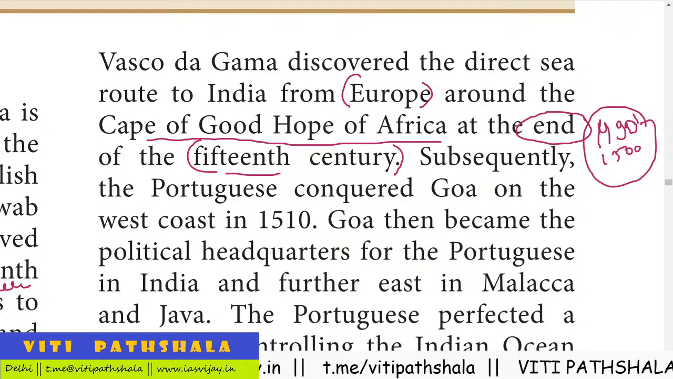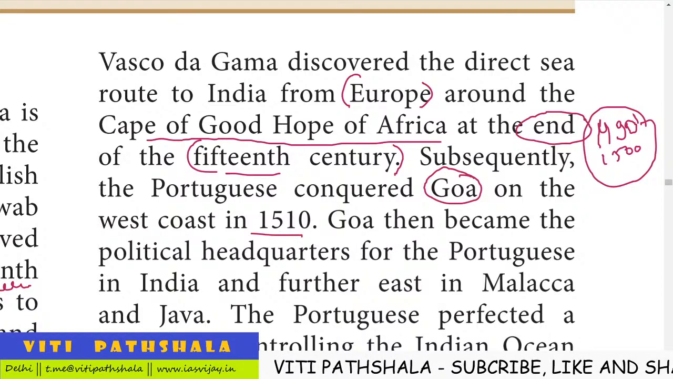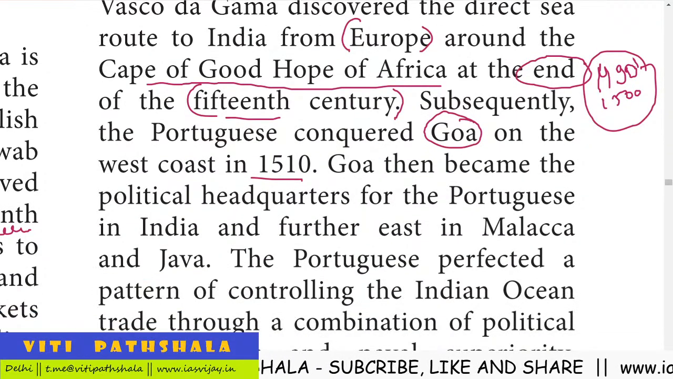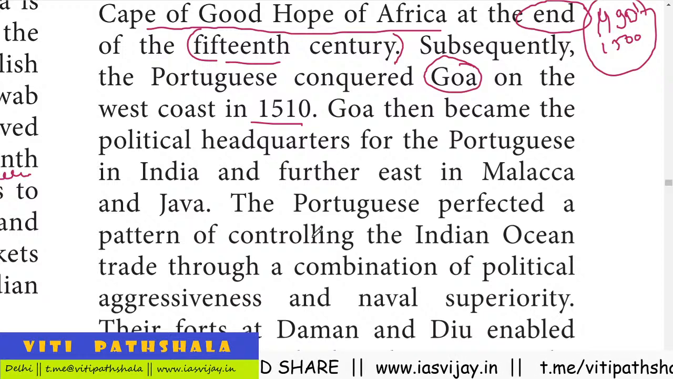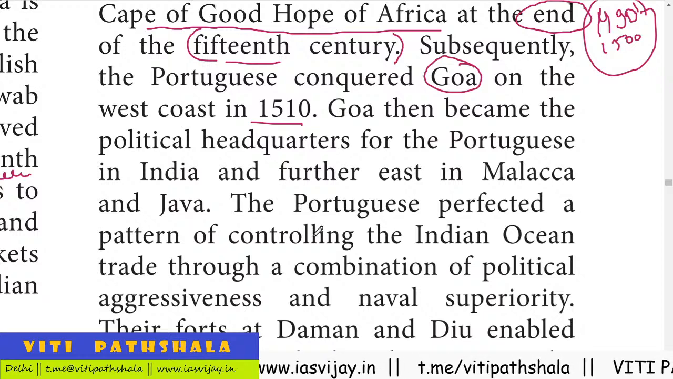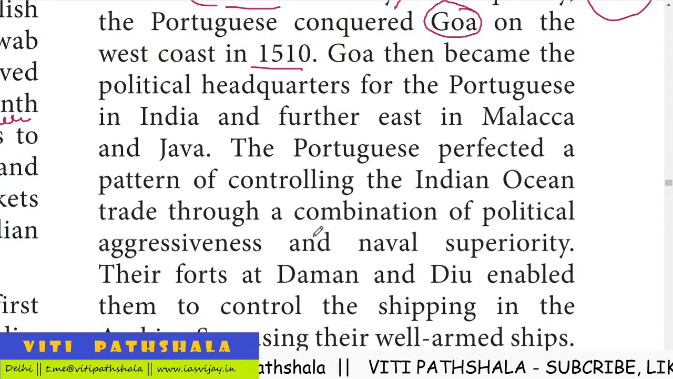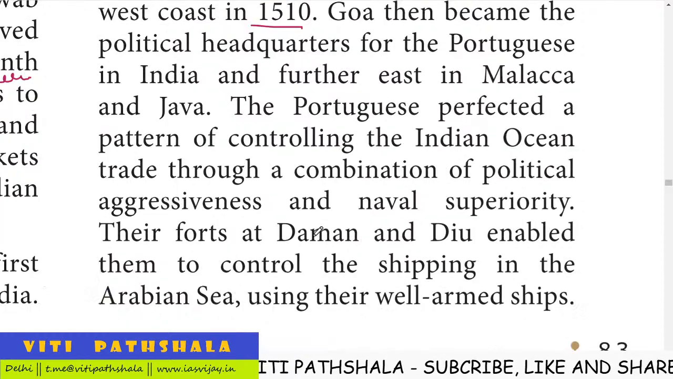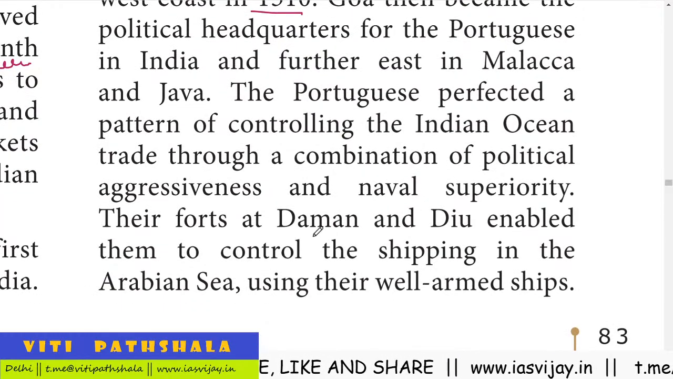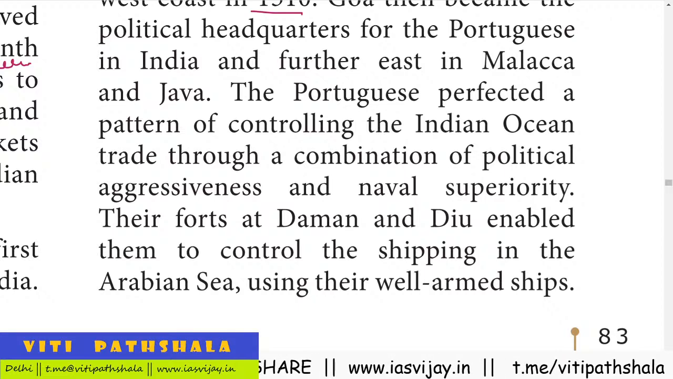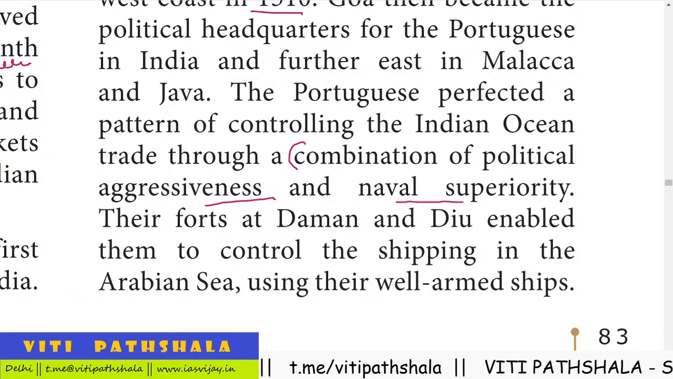Now subsequently the Portuguese conquered Goa on the west coast in 1510. Goa then became the political headquarters for the Portuguese in India, and further east in Malacca and Java. The Portuguese perfected a pattern of controlling the Indian Ocean trade through a combination of political aggressiveness and naval supremacy.